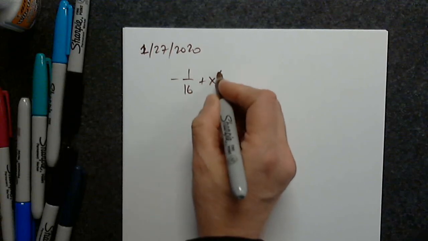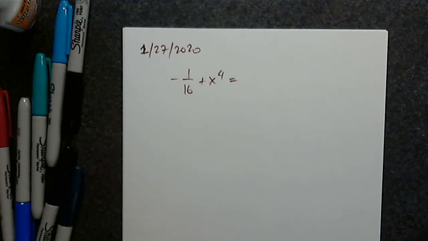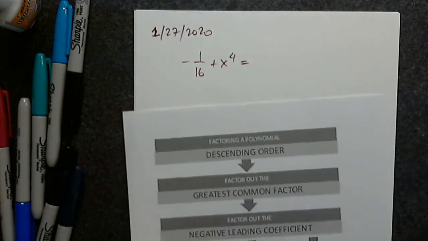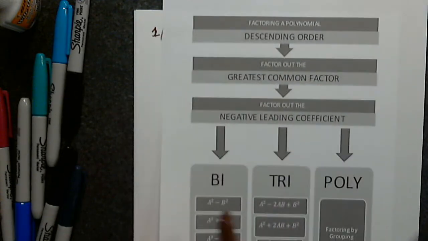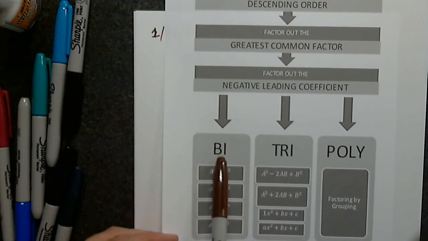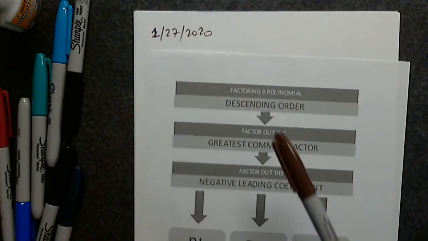Over 16 plus x to the fourth. I always go through this strategy, mandatory, because if I skip anything, I will get in trouble. It will be difficult, or I make it difficult on myself. First of all, it's a binomial, so I will end up somewhere here, maybe, if it's factorable. If it's not, it's a different story. But I start from the top.